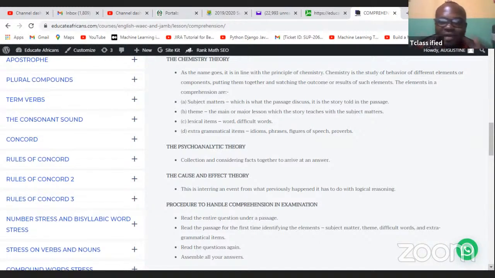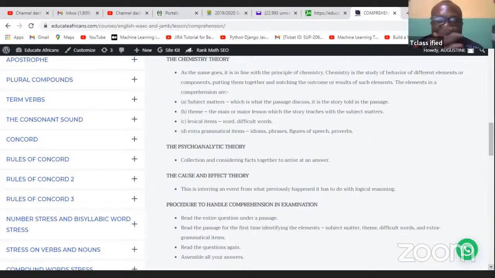When you know the lexical items involved in the comprehension that you just read, when you are checking the options in the question following the comprehension, it is easier for you to pick out the answer. And if you know the extra grammatical items, it also makes it easy for you to answer.